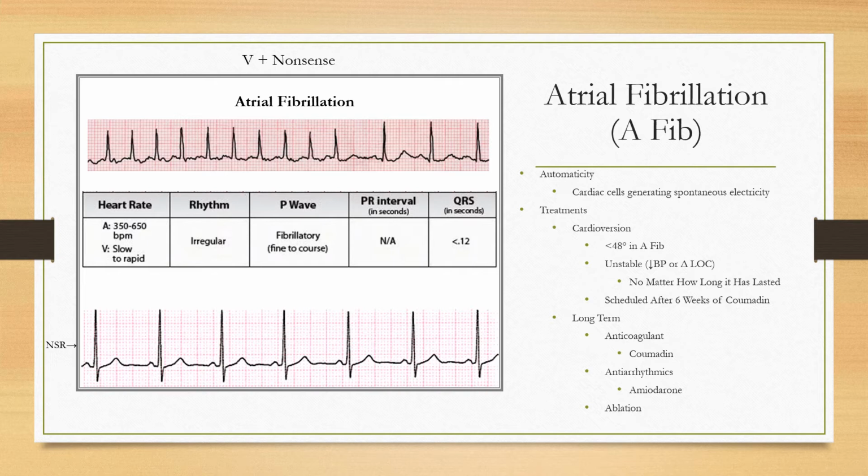Coumadin doesn't work right away, so often we have to give them heparin, which works right away, and then we start the Coumadin and we wait until the Coumadin or warfarin is therapeutic, meaning an INR between 2 to 3, and then we can stop the heparin and continue them on the warfarin.